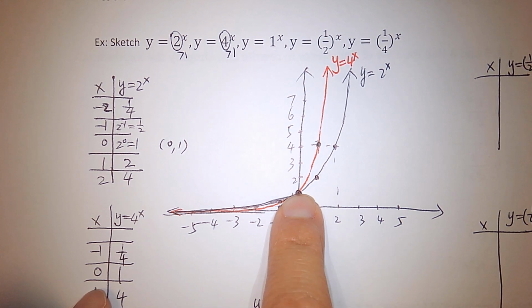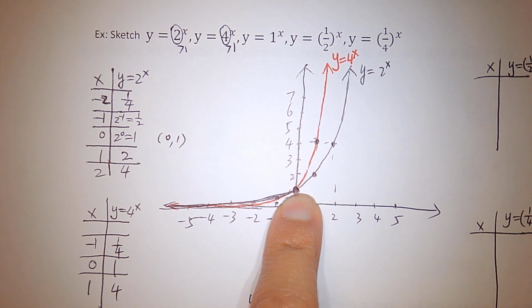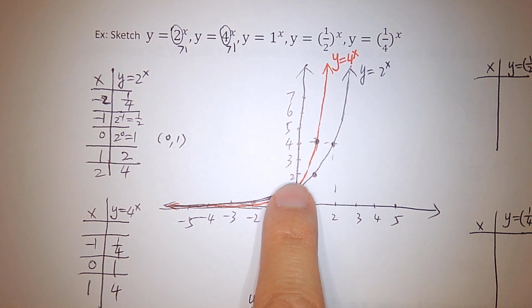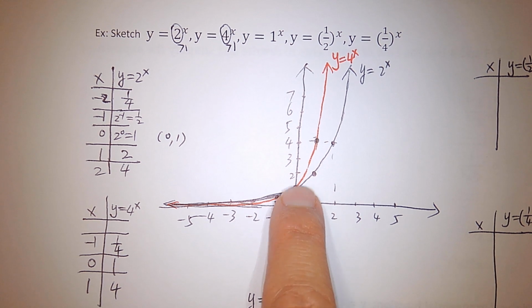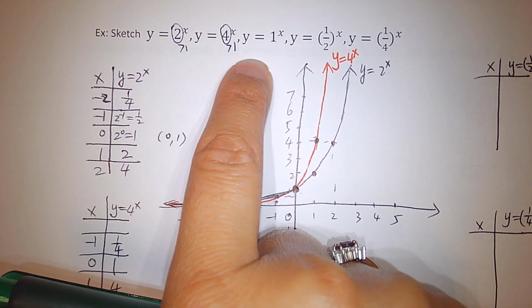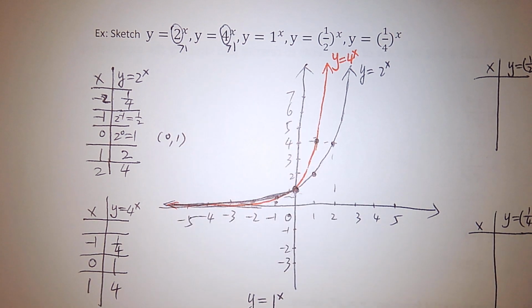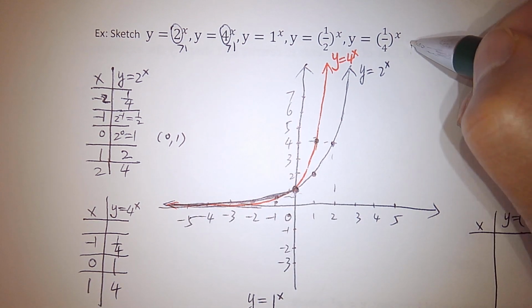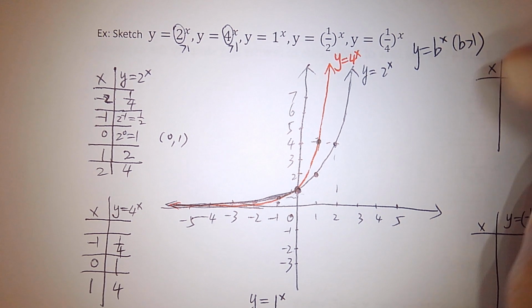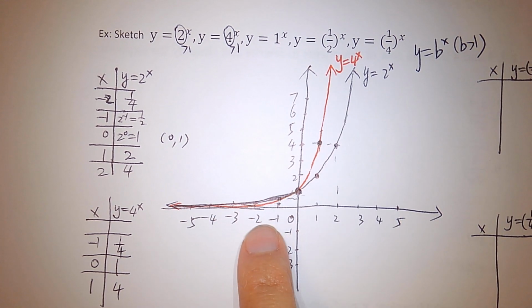And also, do you see that (0, 1) is always a key point for what? Exponential function. So this is one of the characteristics. (0, 1) is a key point for all exponential functions. They all pass through point (0, 1). And then if the base b is greater than 1, this is the case, in general, y equals b to the x power, b is greater than 1, and then we'll have an increasing function.